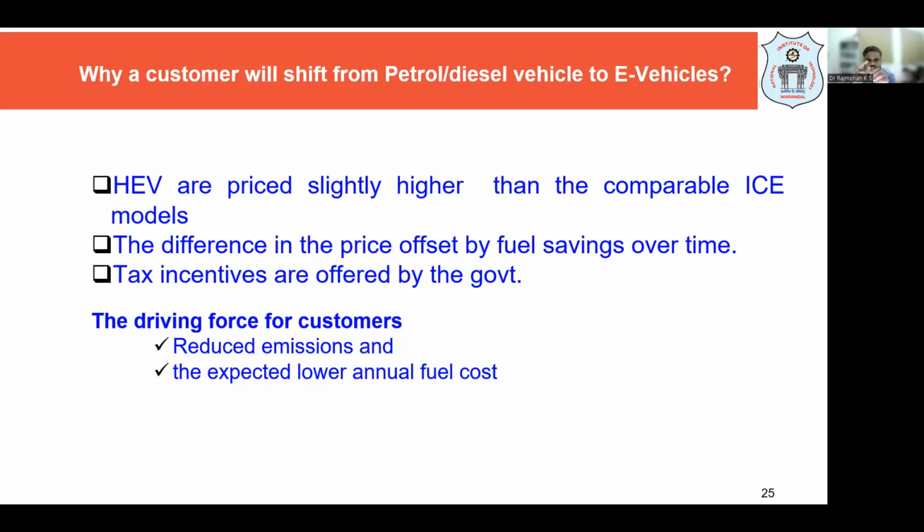So this difference in price is offset by fuel. Even though the initial investment cost is more, later on while operating, your petrol price is ever increasing, so you are paying more for petrol, right? So if one calculates the mathematics per usage, he will realize that the payback period is quicker. I will get my money back like that.